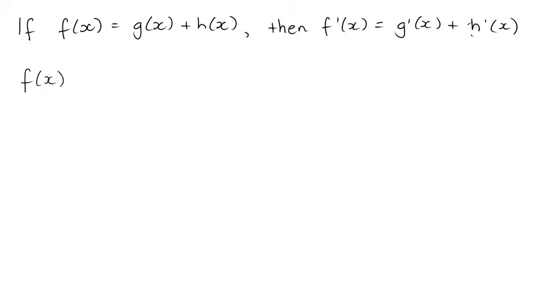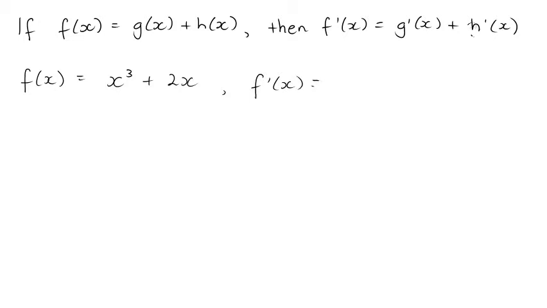So if f of x equals x cubed plus 2x, all that rule is saying is that if you've got two terms added together and you want to find the derivative of the whole expression, you just take the derivative of each term.